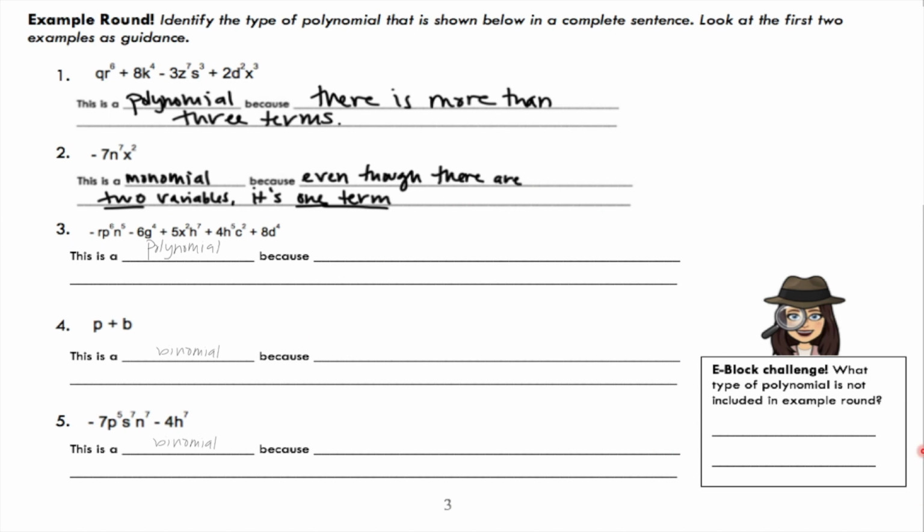And so in eBlock challenge, you can go ahead and send me this for a block. What type of polynomial was not included in this example round? What type of polynomial was not included? Just write it down or send me a text with your answer just for some easy blocks.